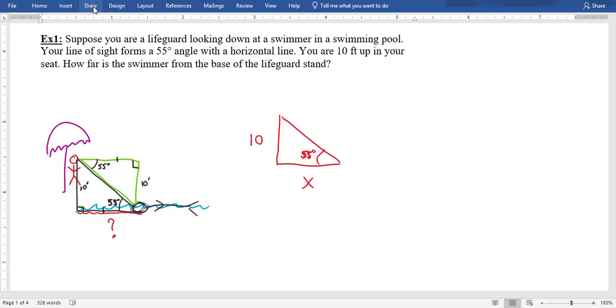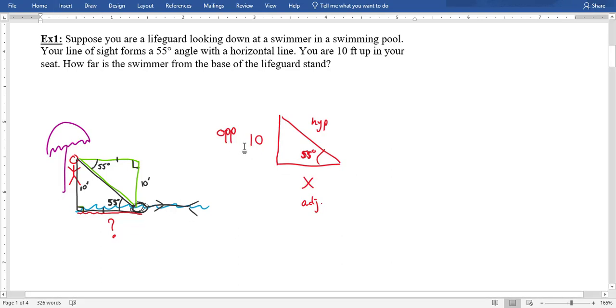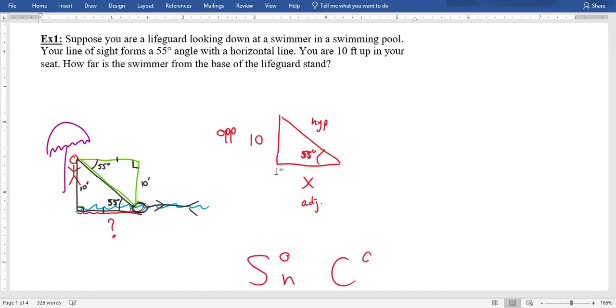Now we can use trigonometry to solve this. I'm going to label my hypotenuse and my adjacent, and then I'll label the opposite over here, opposite the 55 degrees. It looks like the adjacent and the opposite both have an x and a 10 on it. The adjacent and the opposite are the two I'm going to use. And so is that SOHCAHTOA? Which one is that? It looks like it's tangent. I'm going to say tangent of the angle equals opposite 10 over adjacent x.